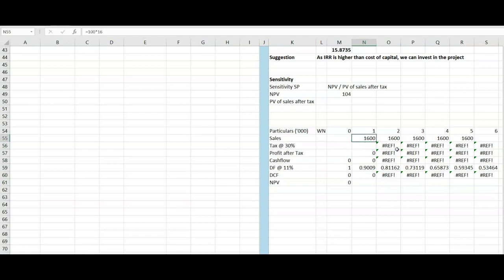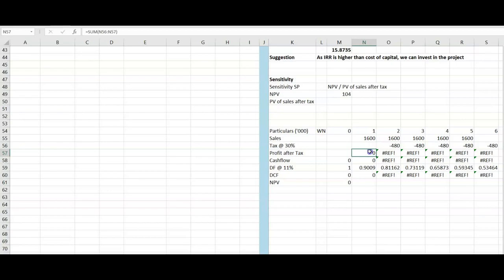So we'll start. So first we'll find out the tax on these numbers. So tax is at 30% on some number. Which number? On the sales number. So we got that one. So we'll just copy and paste across the 6 years. Done.